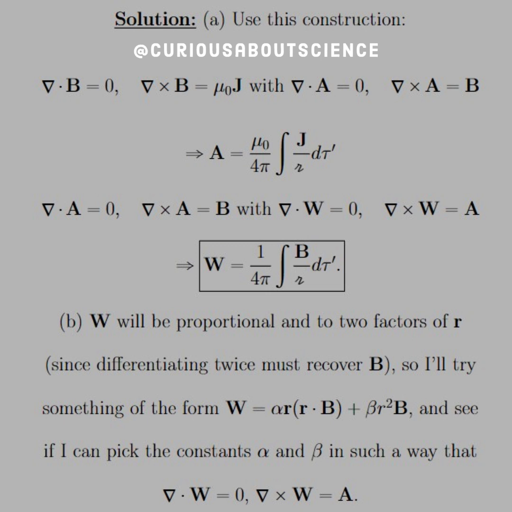For uniform B, we got W will be proportional to two factors of R, since differentiating twice must recover B. So R squared, derivative gives you R, derivative gives you B, or constant again. All right, so I'll try something of the form W equals alpha R dot B plus beta R squared B, which is the combination, and see if I can pick up the constants alpha and beta in such a way that we know that the divergence of W equals 0 and the curl of W equals A.